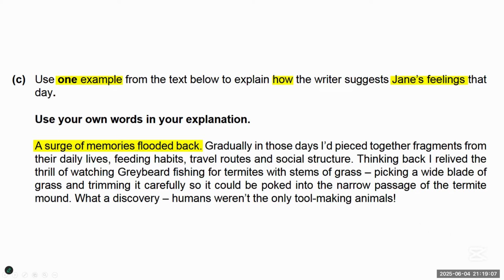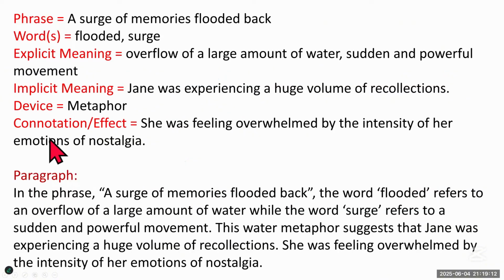that second method. So I had that 6 columns earlier on, if you remember, the phrase, word, explicit and implicit meaning, the device, and the connotation or effect. So my phrase is a surge of memories flooded back. So I'm going to choose the words flooded and surge as I did before in method 1. The explicit meaning of flooded is overflow of a large amount of water, and surge means a sudden and powerful movement. Now, the implicit meaning is that Jane was experiencing a huge volume of recollections. The device is a metaphor. The connotation or effect is that she was feeling overwhelmed by the intensity of her emotions of nostalgia.